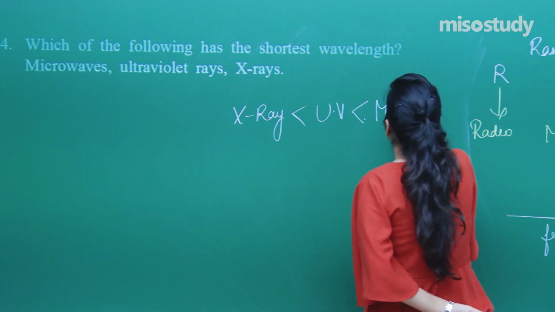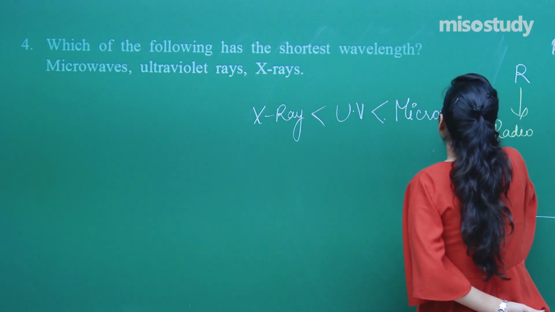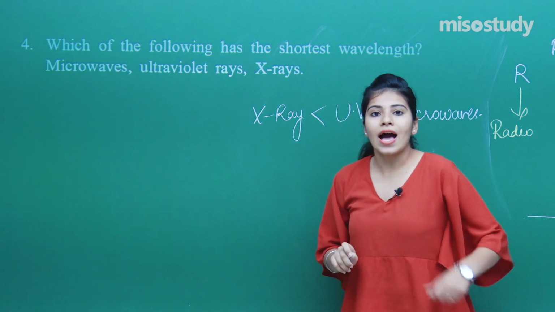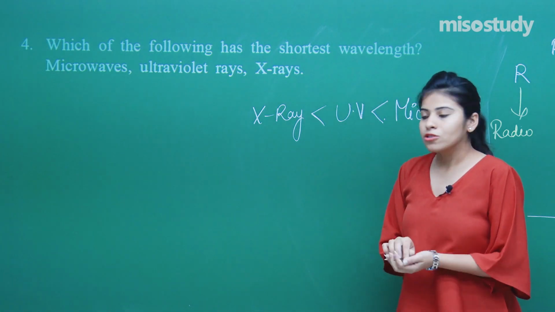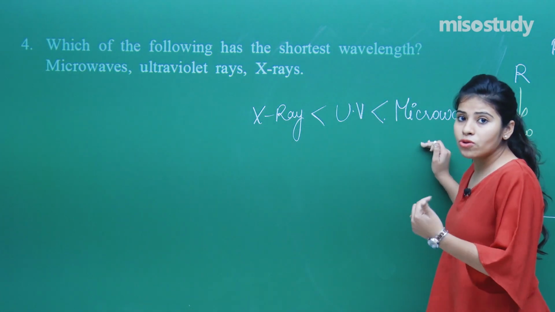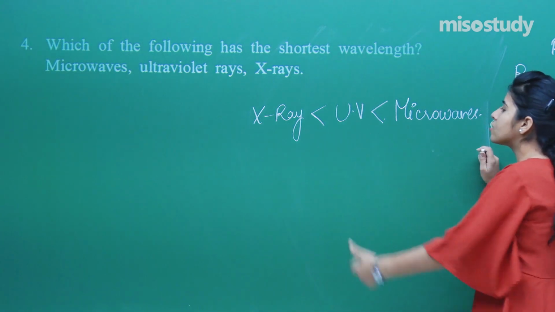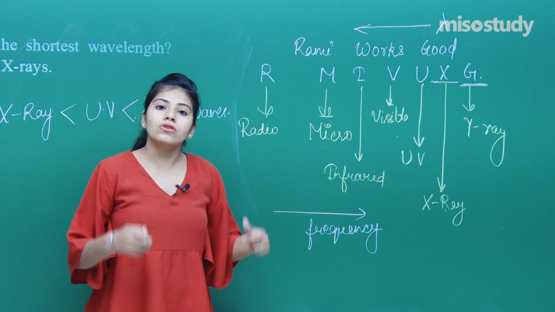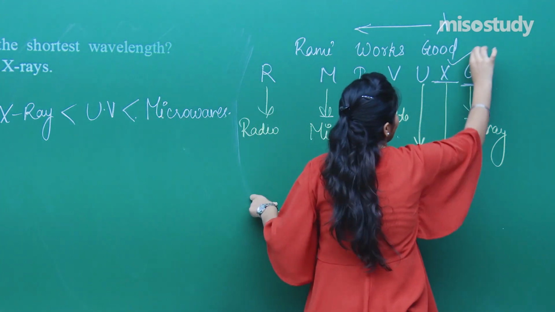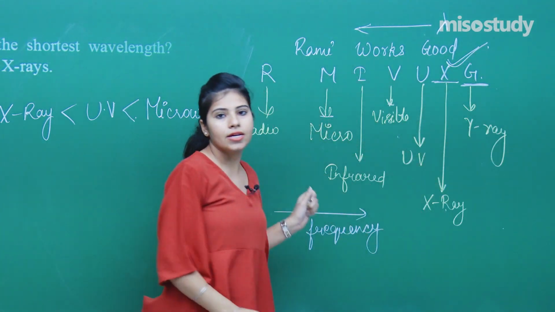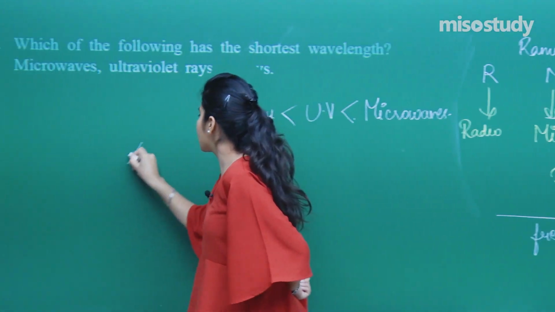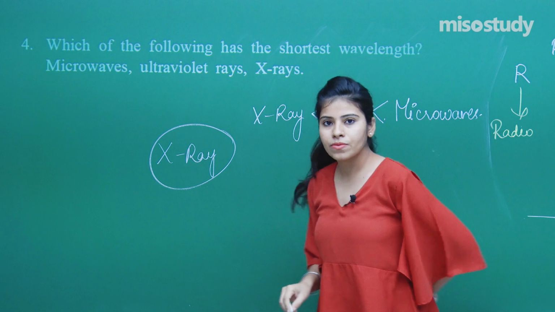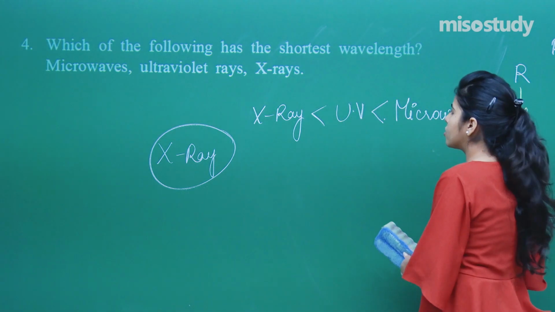So this is microwave. In the question we have been asked which of the following has the shortest wavelength. If you know the series order, you can tell which of the following has the shortest wavelength. So the answer is directly X-ray. The answer of this question is X-ray. Now, move to the next question.